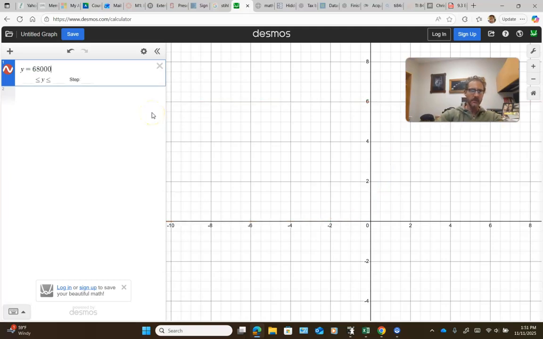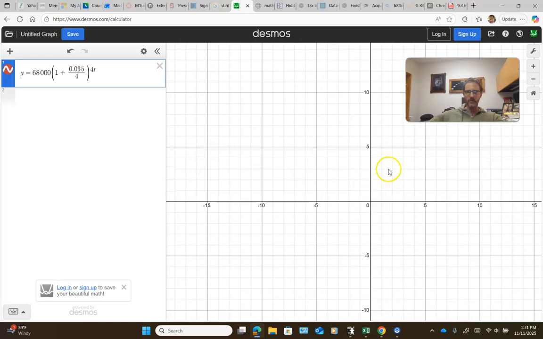68,000 times 1 plus 0.035 over 4. Now again, remember I said that's not a great interest rate. Raise this to the 4t power. Desmos will understand this is a multiplication up here. And you may be wondering, well, we don't see anything.